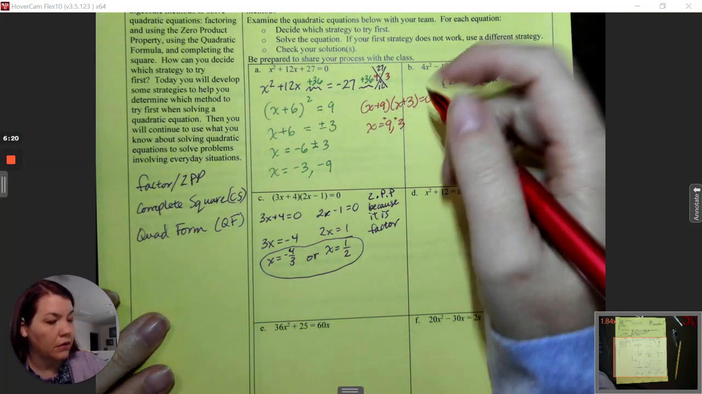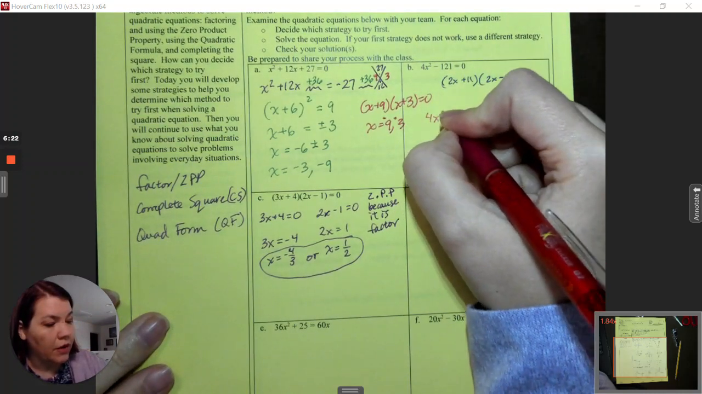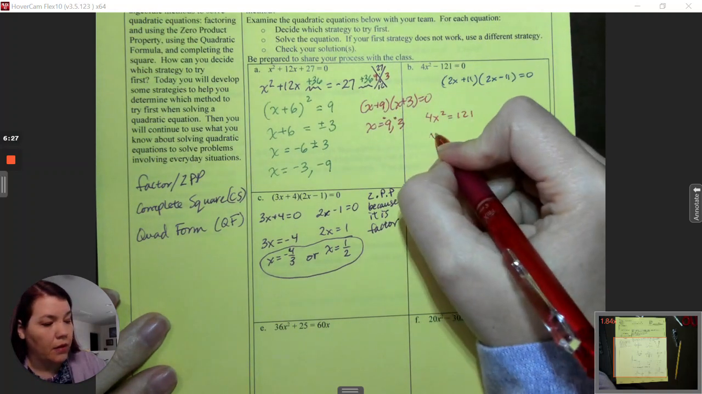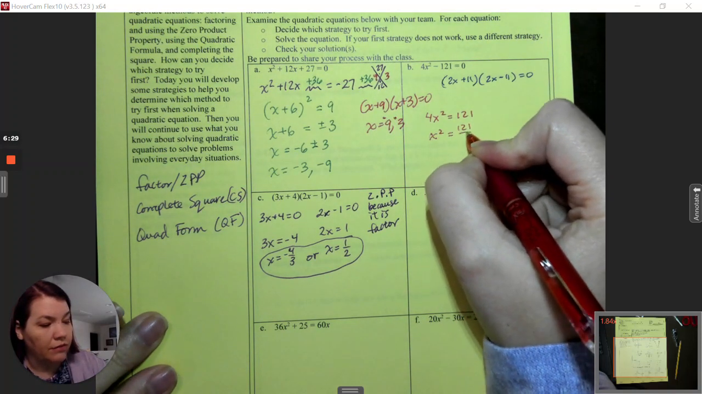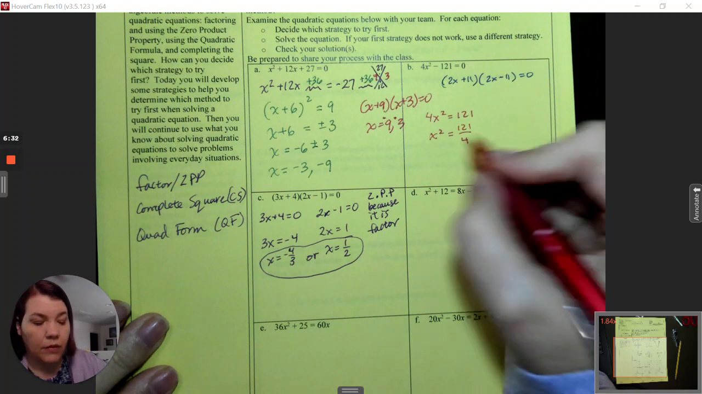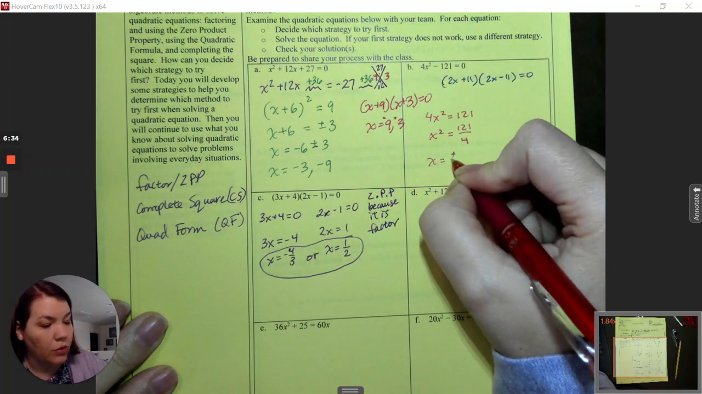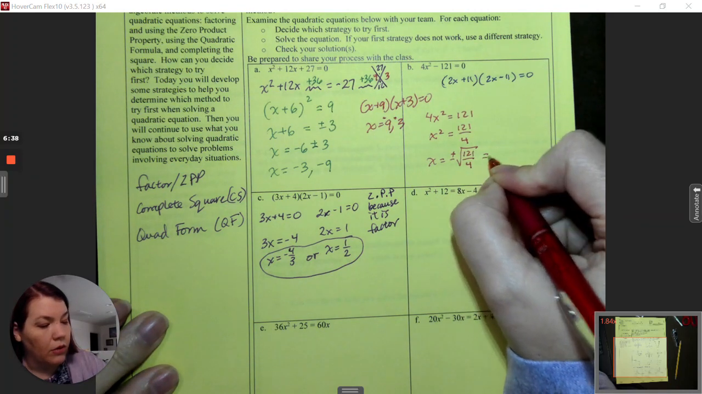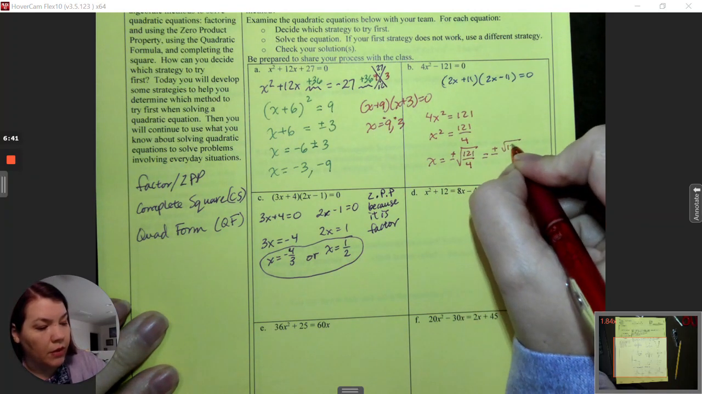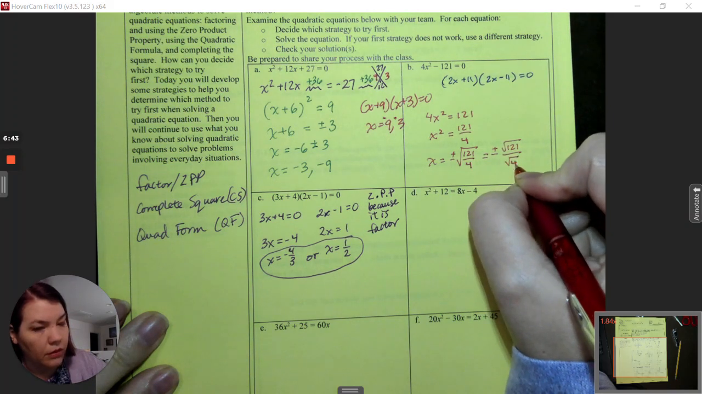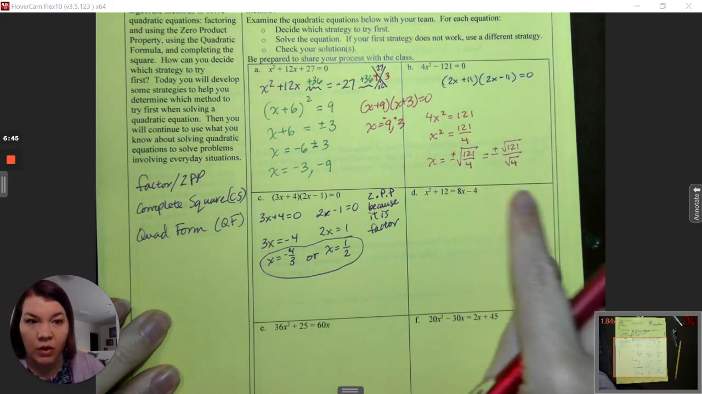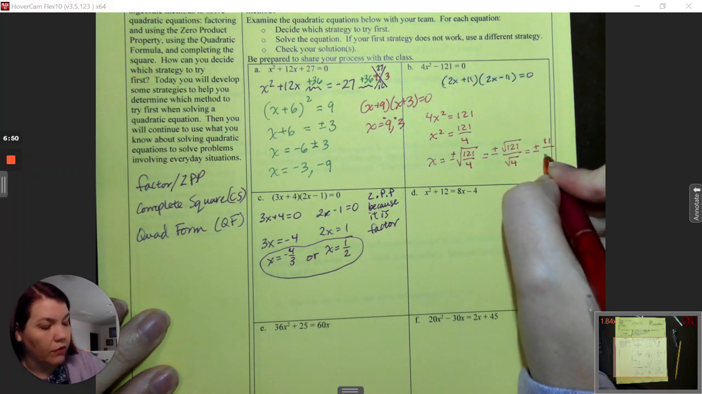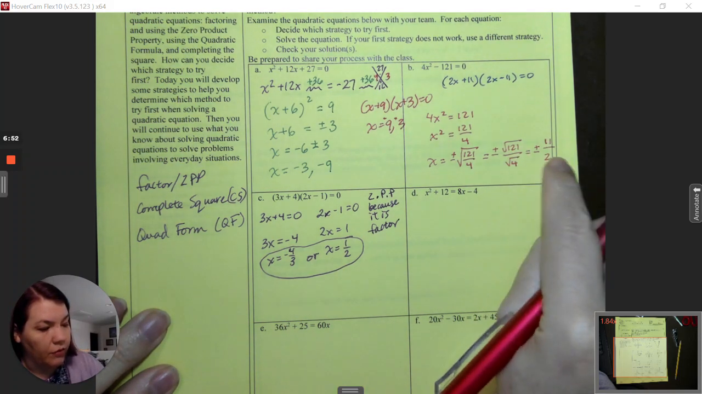So we would have 4x squared equals 121, adding 121 to both sides. So x squared equals 121 divided by 4. So x equals plus or minus the square root of 121 divided by 4, which is plus or minus the square root of 121 over the square root of 4. And again, you don't need to write this step down. I'm just trying to explain what I'm doing. So plus or minus 11 over 2. The square root of 121 is 11. Square root of 4 is 2. And those are my two answers.